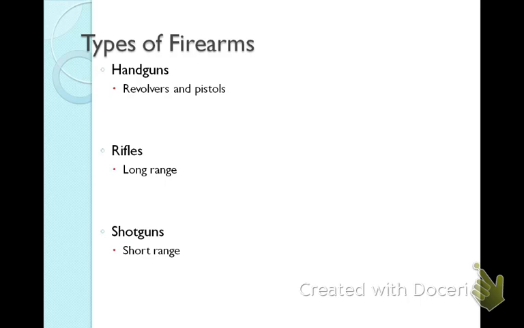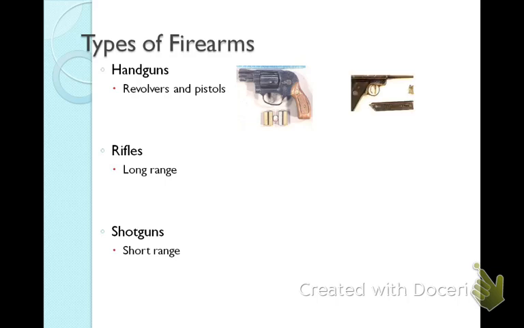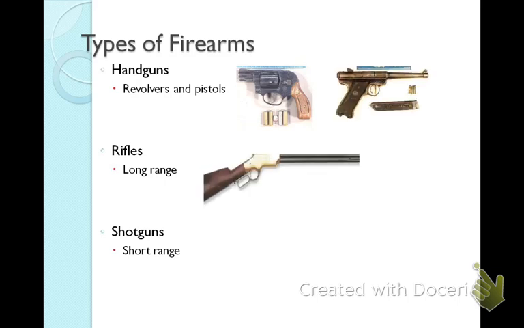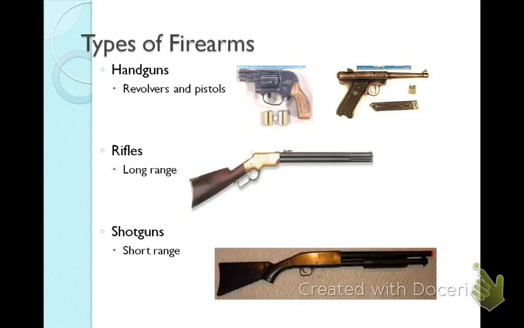There are three main types of firearms. You have handguns, which can be handled with the hand. You have rifles, which are longer range, and you have shotguns, which are short range.